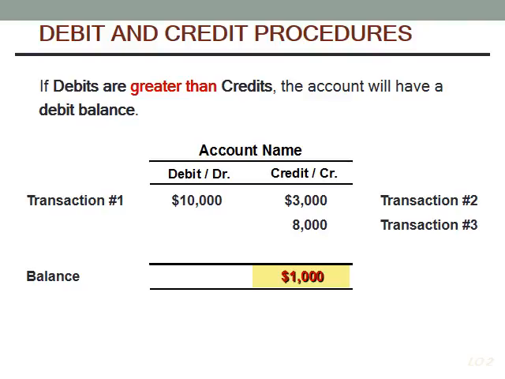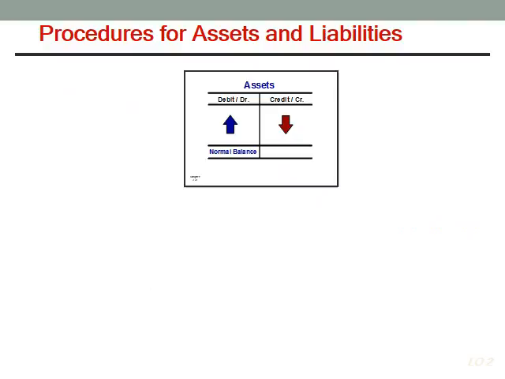The tricky part is, depending on where you're at in the accounting equation, the increases and decreases, the debits and credits rules change slightly. So for all assets, a debit represents an increase. So for cash, for example, if we have a $10,000 increase in cash, it's a debit.